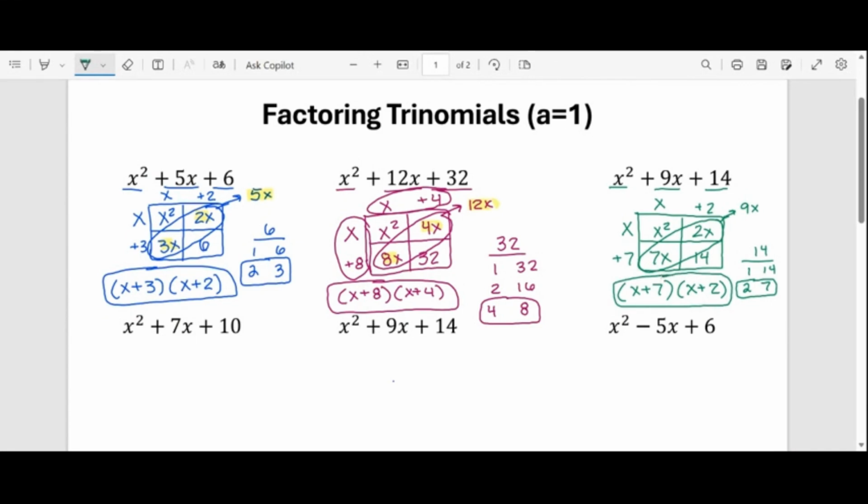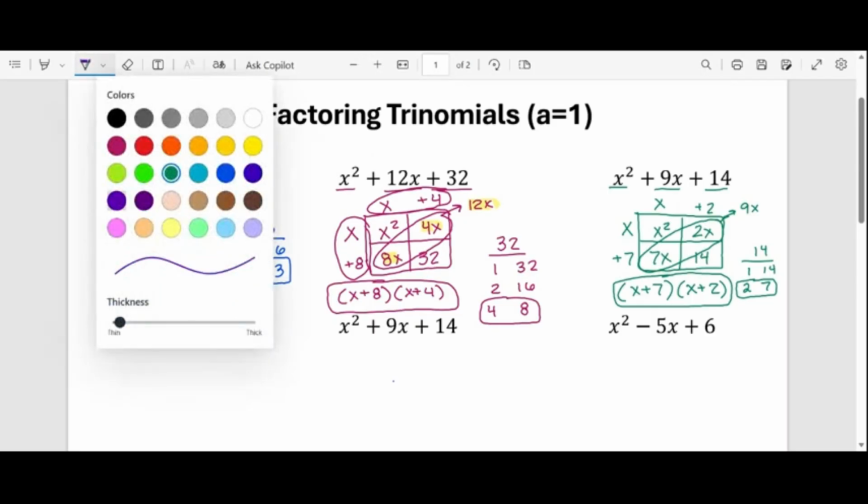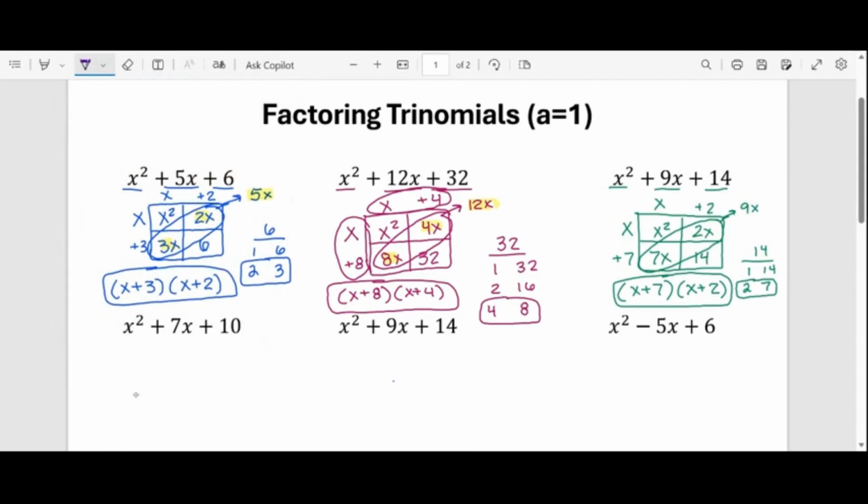All right, let's try another one. We're trying to get to 7x using a 10. So we'll set up our factor square as we always do. We'll put x squared on top, 7x in the corner, and then we're trying to get it to multiply to 10. So our factors of 10 are 1 and 10 and 2 and 5. 3 does not go into 10, 4 does not go into 10, 5 does, but we already have 5 listed.